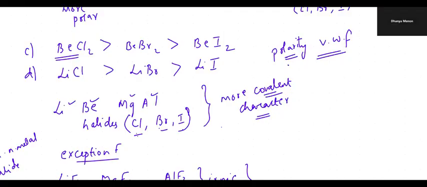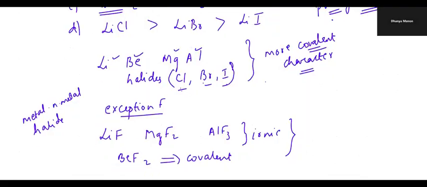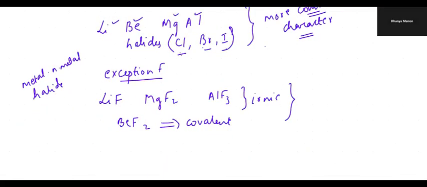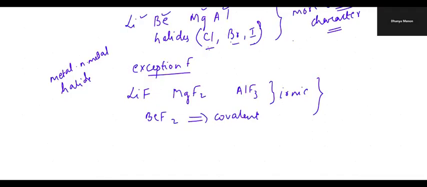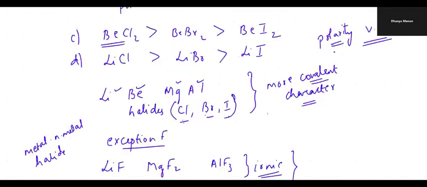Okay. And then fluorine is an exception. All the fluorides of lithium, magnesium, and aluminum are ionic. But here also there is an exception: the fluoride of beryllium is covalent. This is an exception. I hope it is clear. You just have to memorize these few little things about these halides.